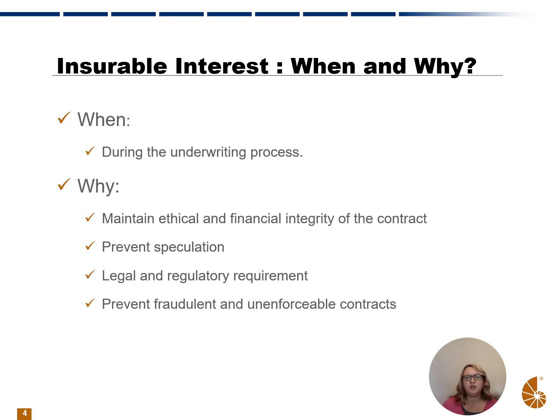So when and why do we look at insurable interest? Well, we do this during the underwriting process. That's when the beneficiary and owner relationship and the financial interest in the insured individual are obtained. This makes sure that the interest exists and that maintains the ethical and financial integrity of life insurance contracts. We want to prevent situations where individuals might take out policies solely for speculative purposes rather than genuine risk protection. The requirement for insurable interest in life insurance is often a legal and regulatory requirement, and contracts that lack that insurable interest may be deemed void or unenforceable at the death of the insured.